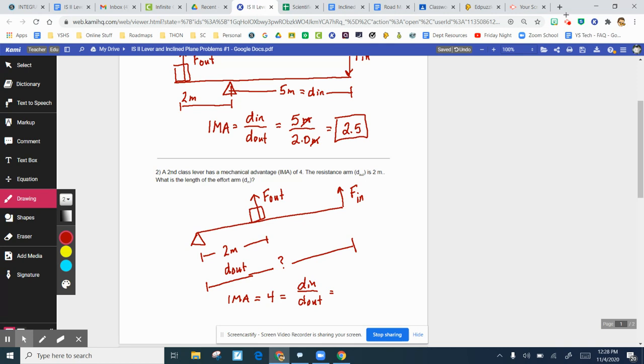Now distance in, I don't have. That's this one right here. So we're just going to call that my question mark. So that divided by 2 is equal to 4. And hopefully you can see that that means my distance in is equal to 8. And I have to have some units here. So this is in meters. So this has to be meters. All right. I'll do the other two on a separate screencast.